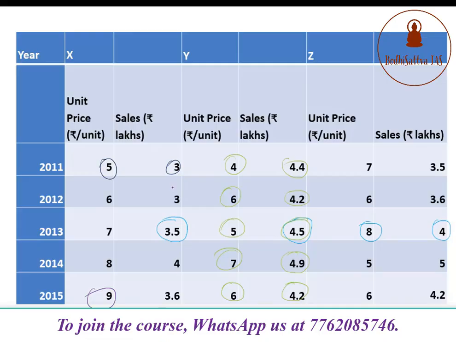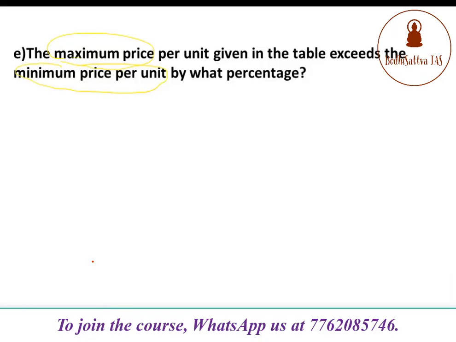Now I have to find out the minimum price. Let me choose a red color. So 5, 6, 7, 8, 9: minimum in this column is 5. 4, 6, 5, 7, 6: minimum is 4. For Z, unit price 7, 6, 8, 5, 6. So minimum is 4. So minimum price per unit of the soap is 4 and maximum is 9. Now we have got both the prices.